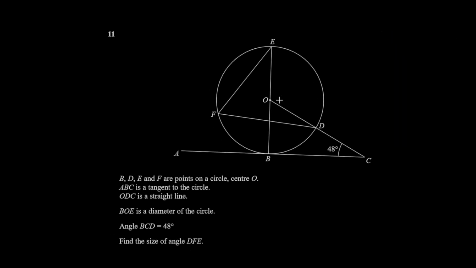So in question 11, we've got a rather complicated looking question involving circle geometry, I presume circle theorems and everything. And they want us to find this angle here. We know that the diameter and the tangent must be at a right angle to each other. So we've actually got a right angled triangle here, the triangle OBC.